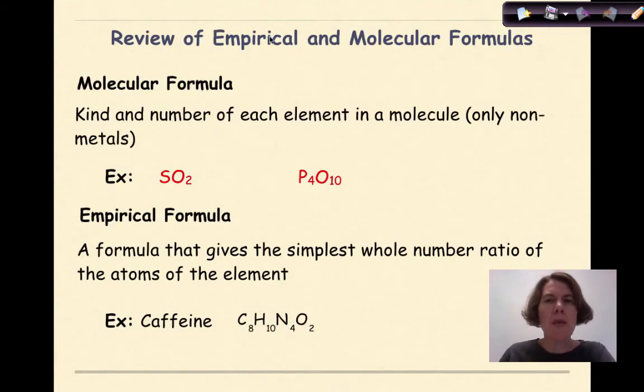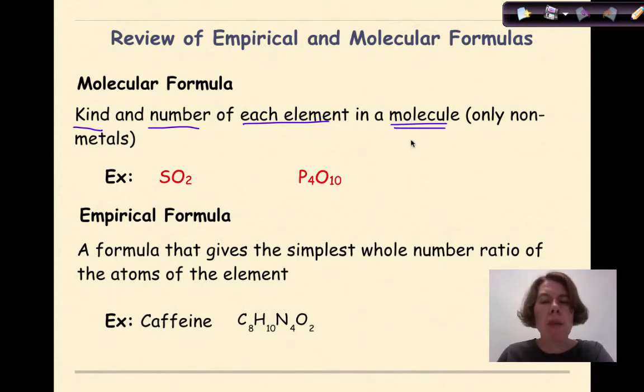So let's start off with a little review of empirical and molecular formulas, and basically just going over the definition of what these two things are. So a molecular formula is going to give you the kind and number of each element in the molecule.